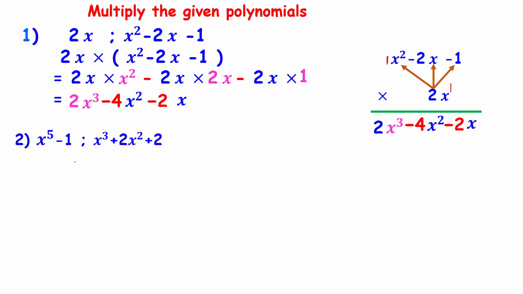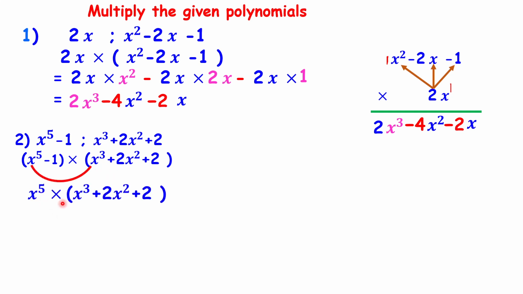Second example, x raised to 5 minus 1 and x cube plus 2x square plus 2. The first polynomial is x raised to 5 minus 1 into the second polynomial x cube plus 2x square plus 2. Which is the first term in the first bracket? x raised to 5 is the first term. Therefore, multiplying the first term by the second polynomial, we will get x raised to 5 into the second polynomial x cube plus 2x square plus 2. The middle sign is negative, therefore we write negative.